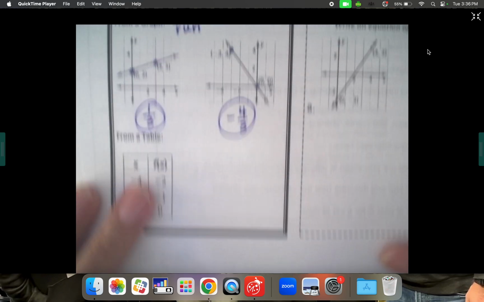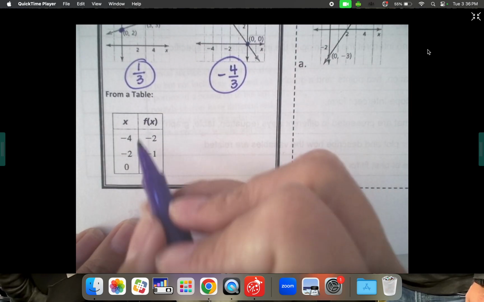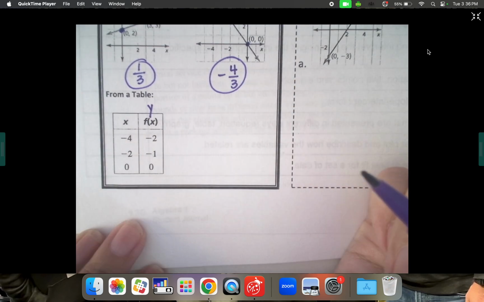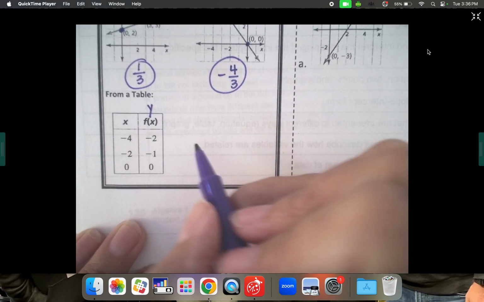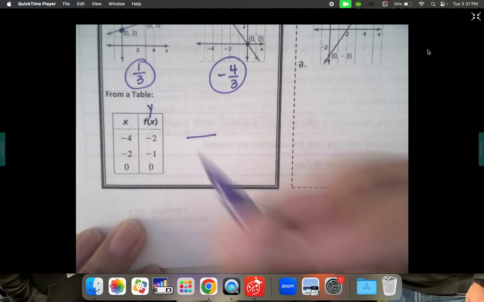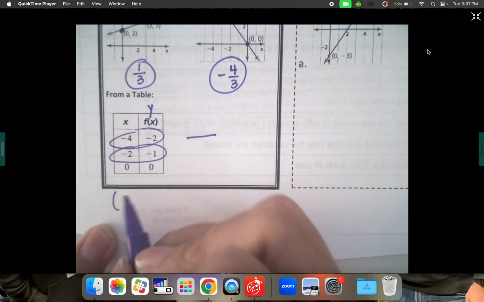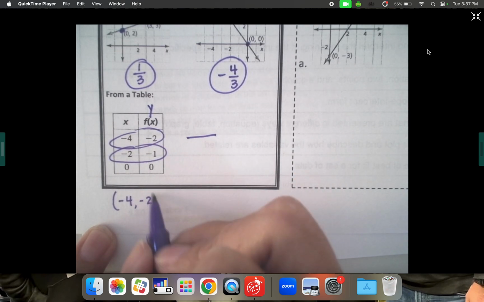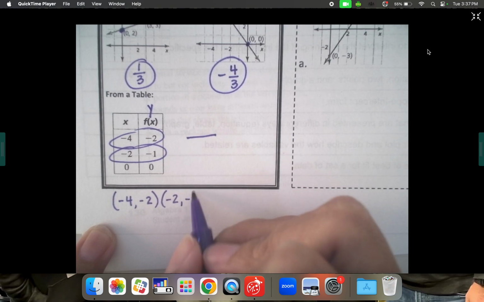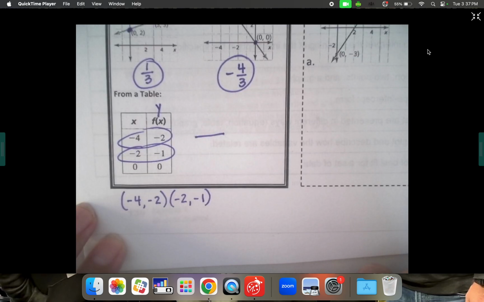All right, and then the last section is finding a slope from a table. Once again, you're doing your rise over your run, or your y's over your x's. So we're going to see what my y's are doing. F of x is the same thing as just a fancy way of saying y. We're going to see what my y's are doing and put that on top, and then what my x's are doing and put those on bottom. So you can either pick 2 points, like I could pick these two and these two if you want. We can put -4 comma -2 and -2 comma -1, and we can do y2 minus y1 over x2 minus x1, and that's fine. But that is a lot of work.